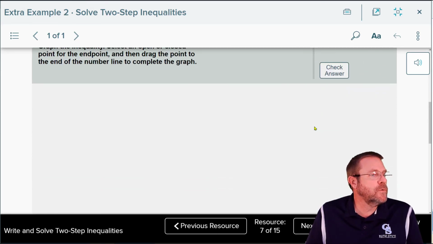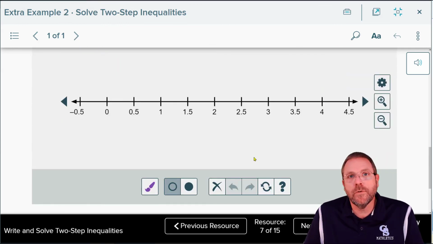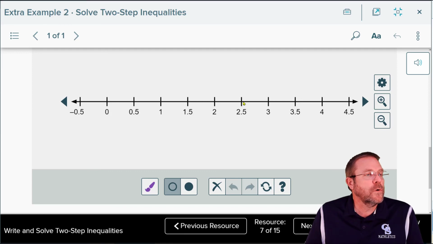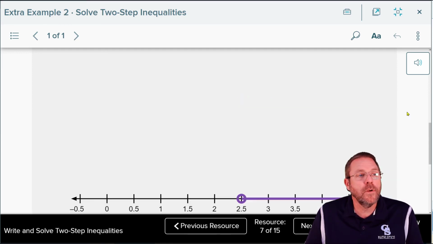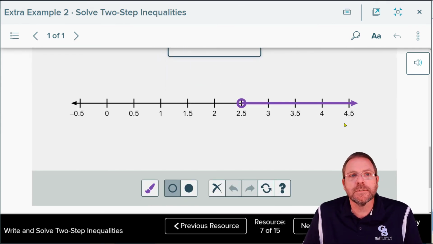Next thing we're going to do is graph it. So we're going to say it's not an or equal to, so it's an open circle starting at 2.5, and x was greater than it, so the arrow is going to go to the greater side. Check your answer. The answer checks again.